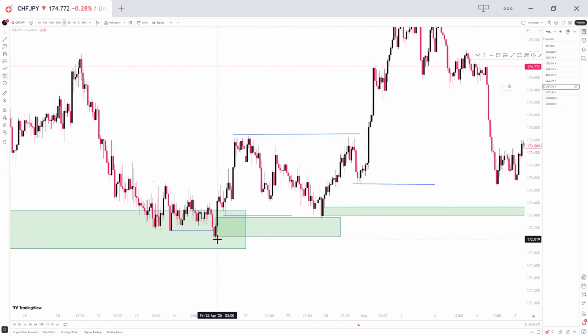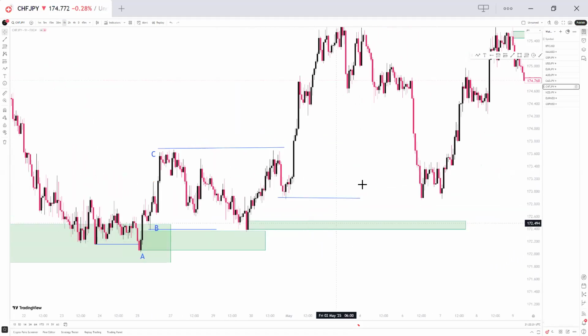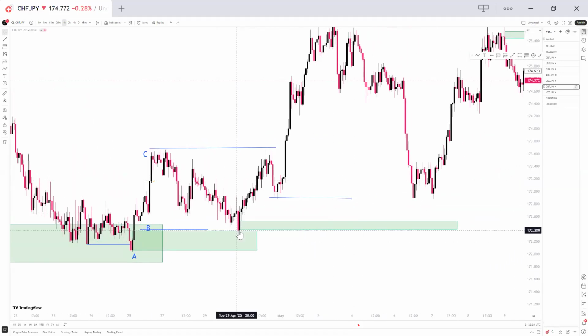You have your A here. You have your B here, which is the liquidity that price will surely take out. And you have your C. It's just that simple. Once you can spot it, that's all. This is your B. This is your A. Also look at it here. You have your A, you have your B, then you have your C.